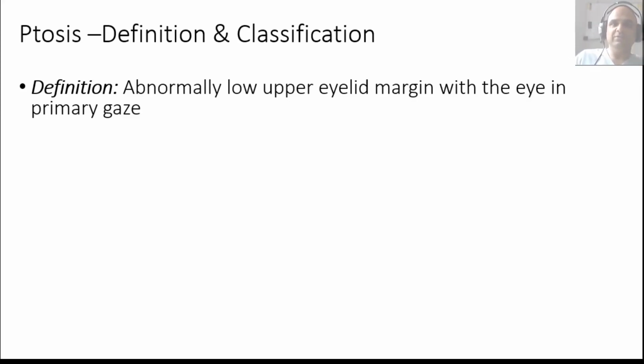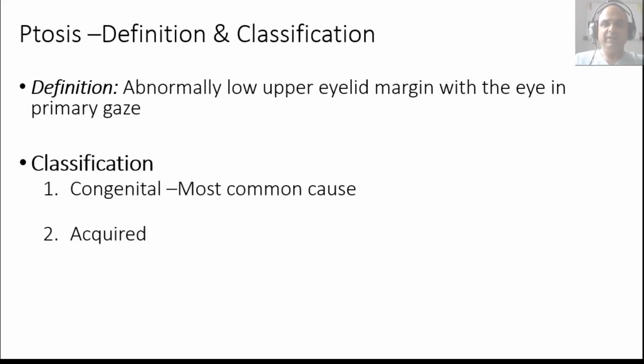So it's an abnormally low upper eyelid margin when the eye is in a primary gaze, i.e. looking straight, because when you move your eyes, your lid tends to follow the eyeball. So when you are assessing or examining ptosis, it's always with the eye in a primary gaze, and you're looking for the position of the upper lid margin. It is classified into a congenital and an acquired variant. Congenital variants are by far the most common type.